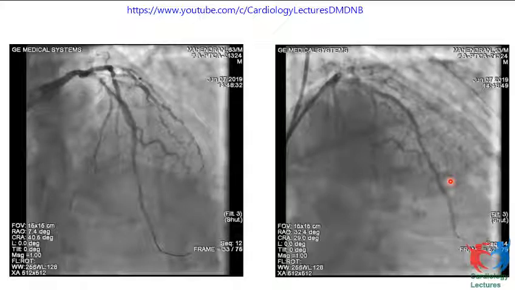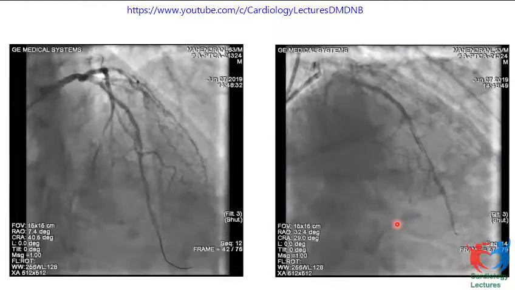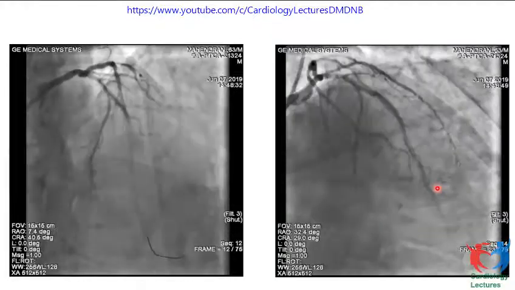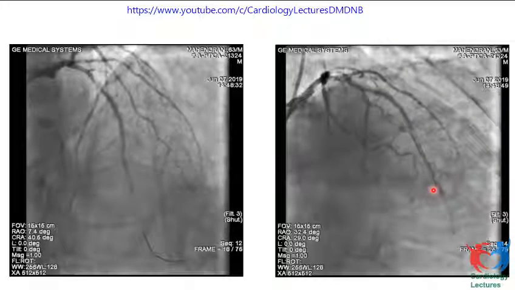If hemodynamically stable, don't worry, because you cannot stent the entire vessel. It's a diffuse disease there. I just leave him for medical management. So he was just left for medical management and just followed it like that.